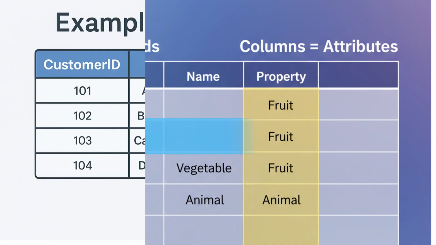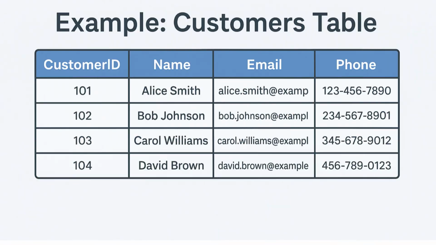For example, imagine a table called customers. It has columns like customer ID, name, email, phone. Each row in this table is the detail of a single customer. This way, the data stays neat and organized, making it easy to search, filter, and analyze.